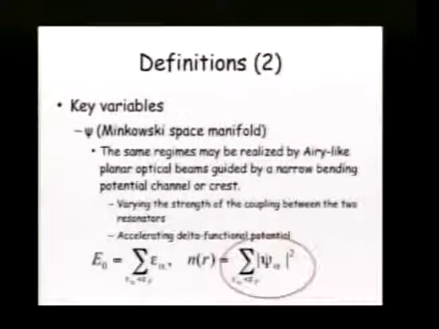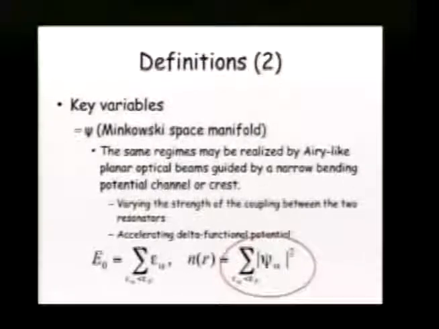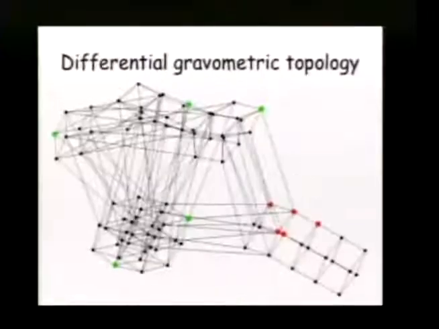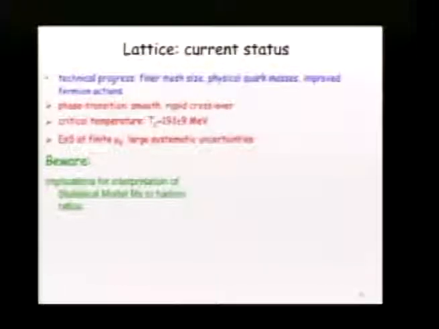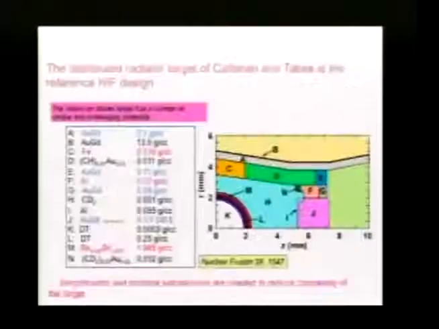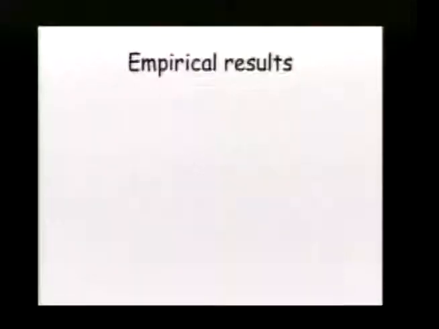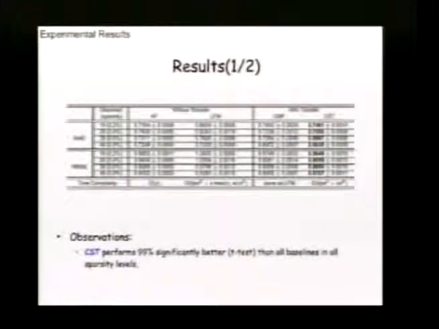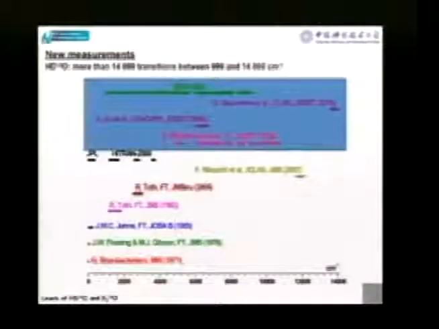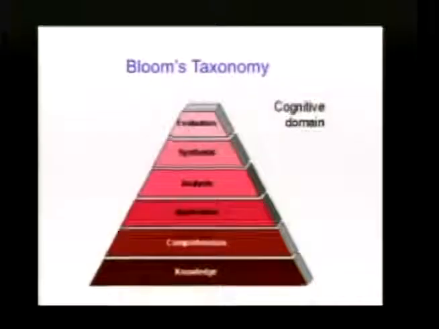So moving on with some more definitions. I see I'm running low on time. Let me skip ahead here. We can discuss that after the talk. We can take that offline. So empirical results. I really don't have time to go through these. But suffice it to say that CST performs 99% significantly better than all baselines at all sparsity levels. So, yes, lots of good results here.